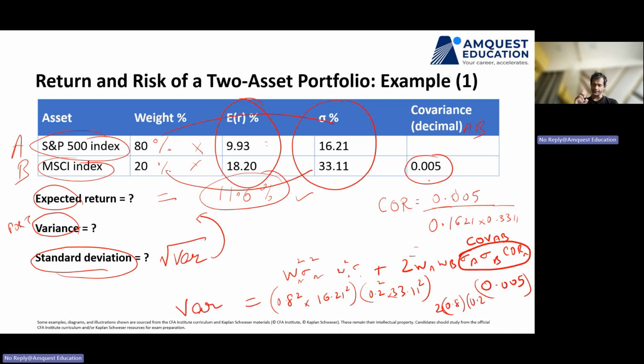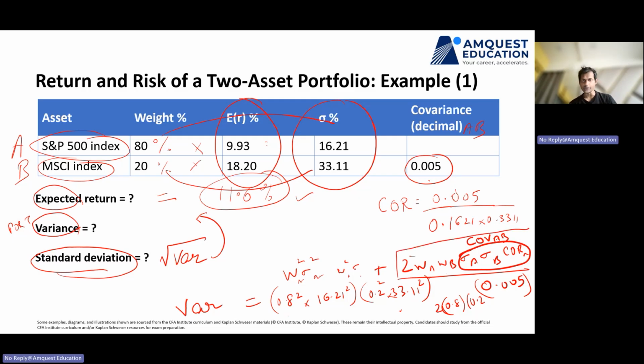I have not taken the square root. I said a square plus b square plus 2ab, but I put in correlation and then substituted covariance in it, and I replaced the deviation. I hope that's clear for everyone. Right? I hope this part is clear.